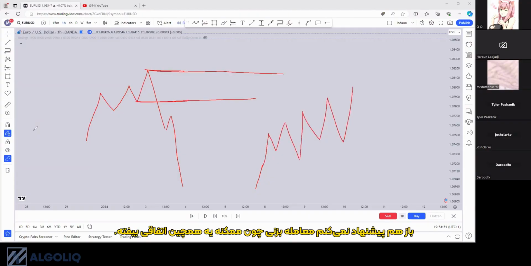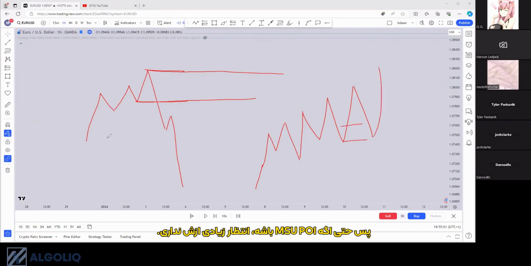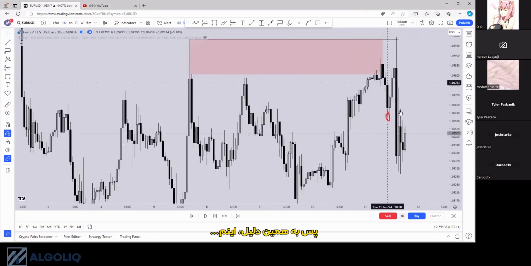Then again, I don't recommend trading it because something like this can happen and price goes. So even though this is an MSU PI, you don't expect much from it. Low probable trade.